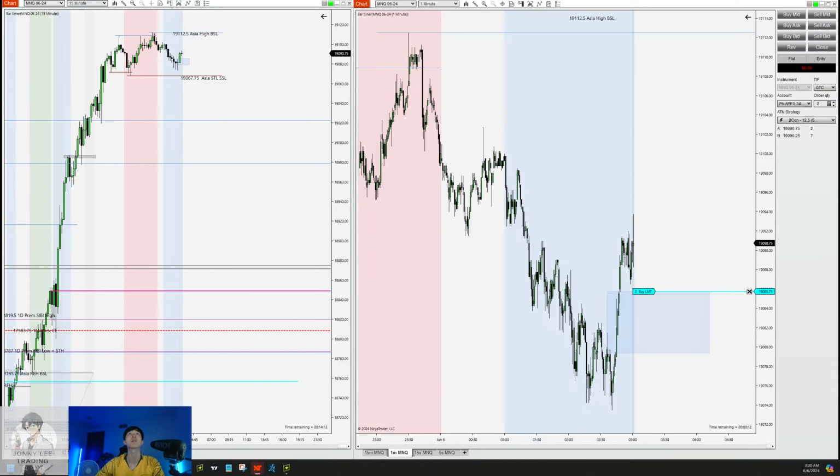Okay, so the first area of projection I think that we're going to get to today is 19,175, or I'll say 74. I like that level. That is kind of like a 3 deviation move from where we're at right now. That lines up really nicely with what I see.